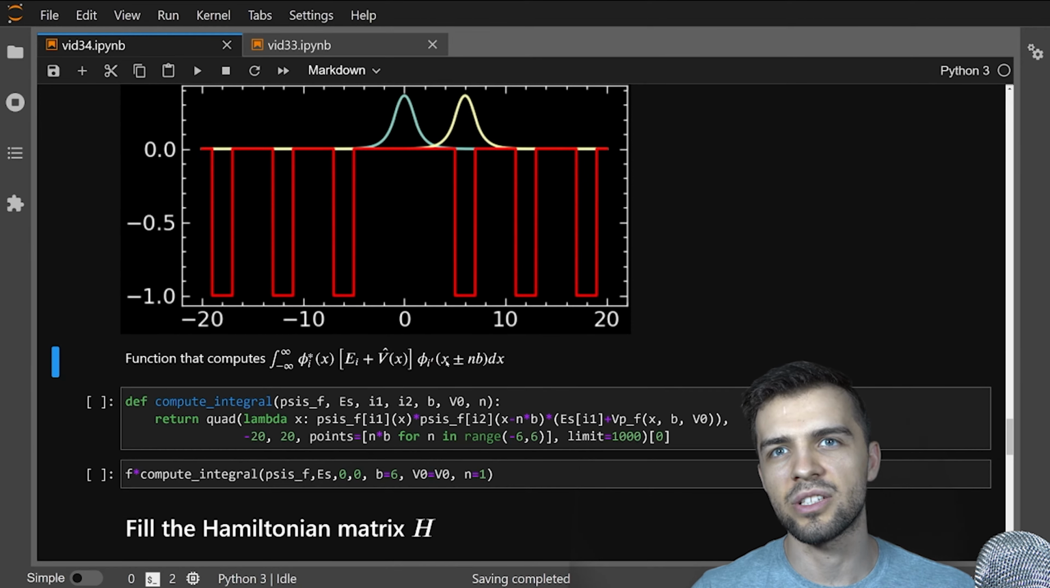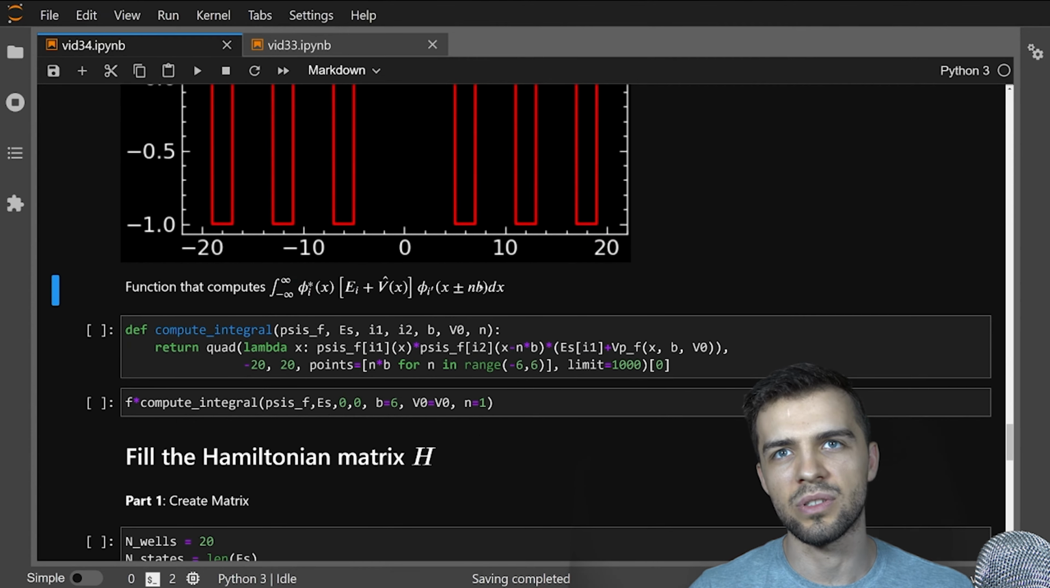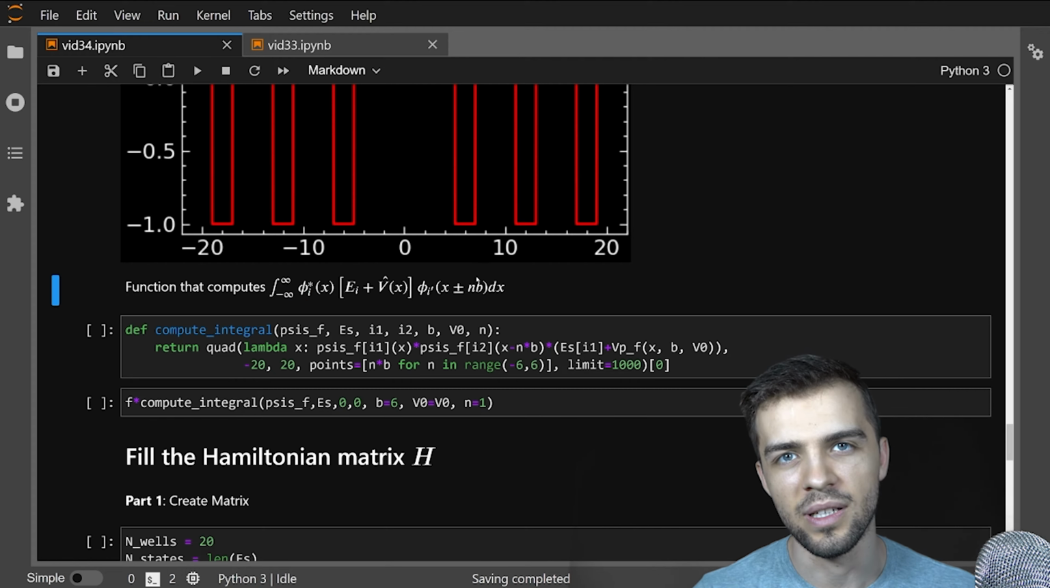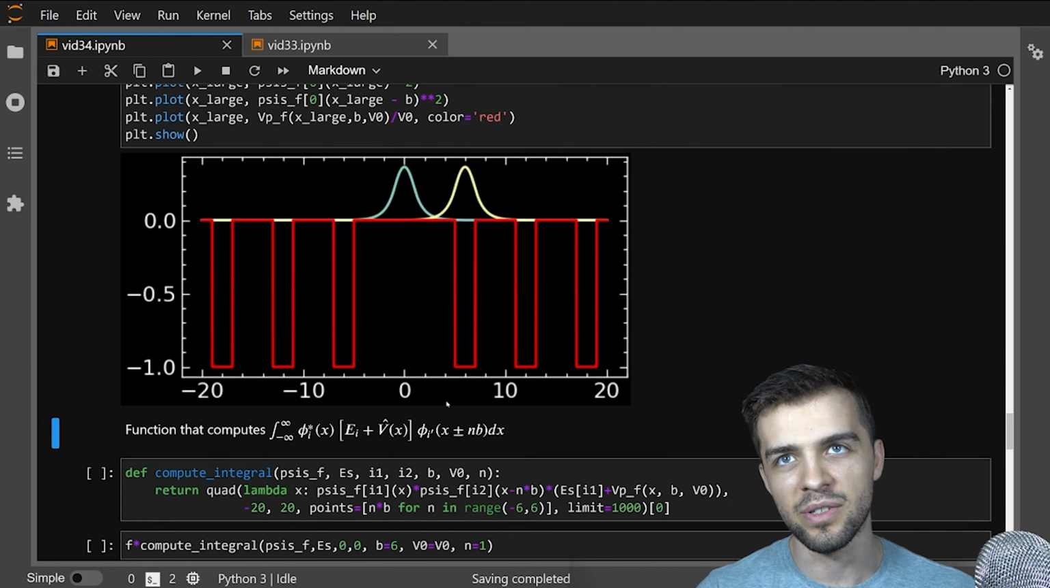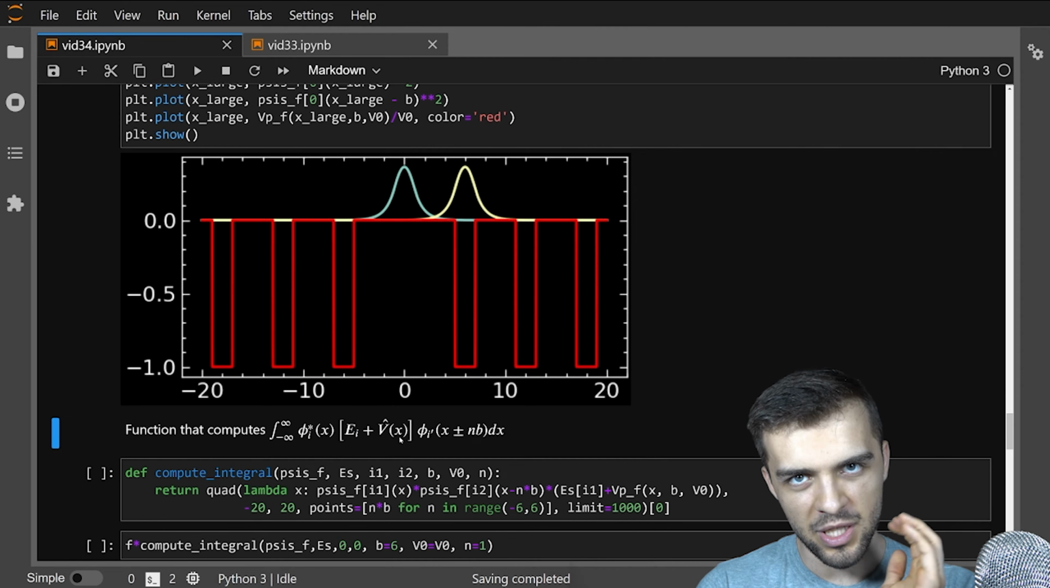And then psi I star of x plus or minus nb. Well, in this case, n is equal to 1. It's shifted over by 1. And the well spacing is 6, I believe, here. So I have spacing of 6, so b is equal to 6 in dimensionless quantities. And I have all these functions here, so it's very easy to just integrate them and get the values that we want for every element of the Hamiltonian.